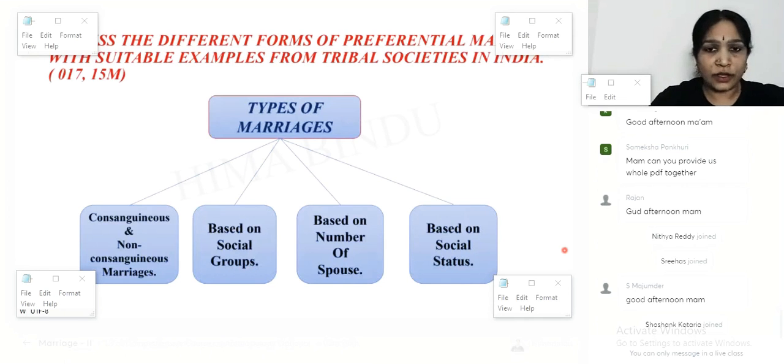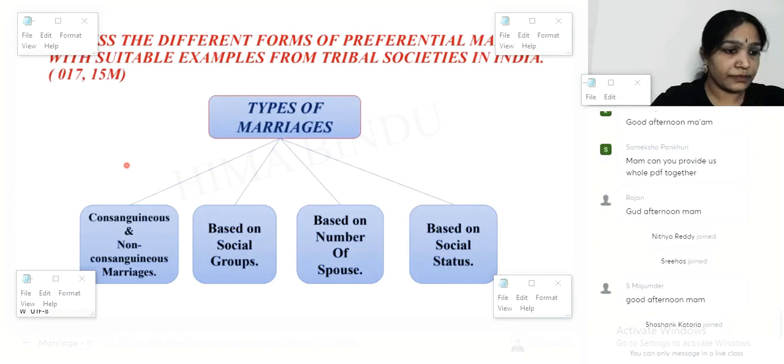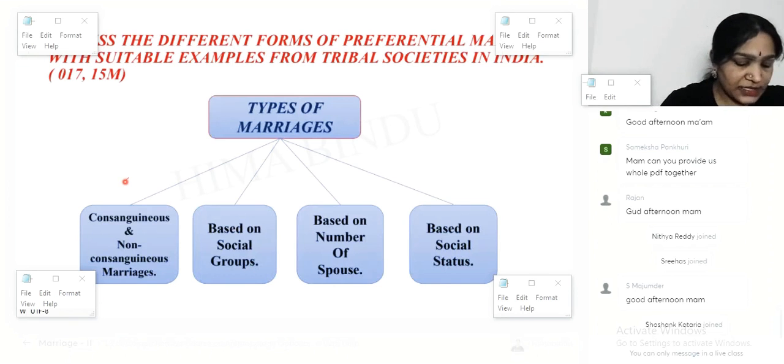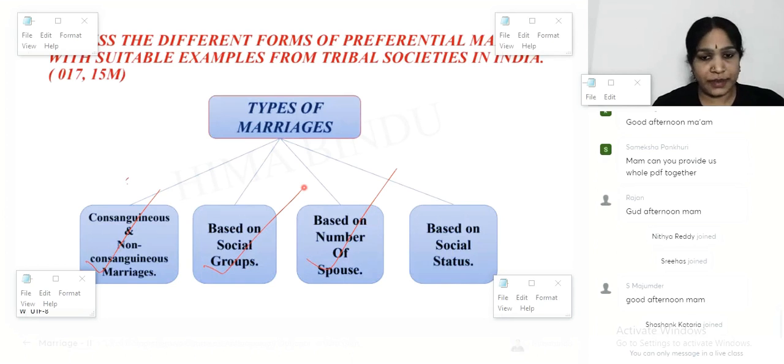Let us now continue with today's topic. In the previous class, we completed the classification based on consanguineous, non-consanguineous, and based on the number of spouses. Now let us see one more classification that is based on social groups.